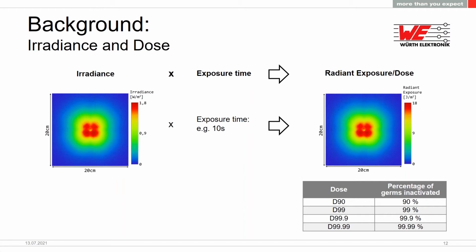And if you want to have a higher percentage of germs inactivated, what you need is a higher dose. So you can use the D99 dose for 99% inactivation, or, for example, the D99.99 for 99.99% disinfection. The correspondence between those different doses is typically that when you go from D90 to D99, you multiply the required dose by 2. So basically, D99 is typically D90 times 2, and then you go on. D99.9 is typically 3 times D90, and D99.99 is typically 4 times D90.